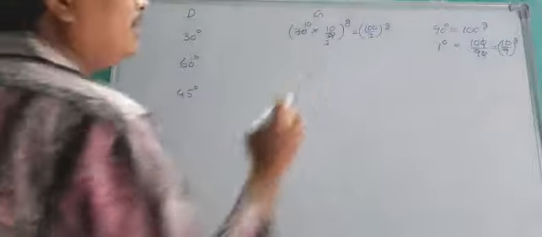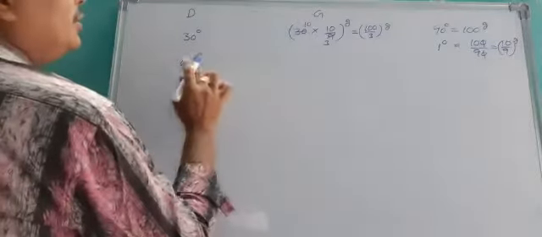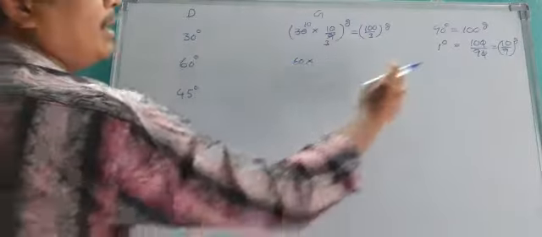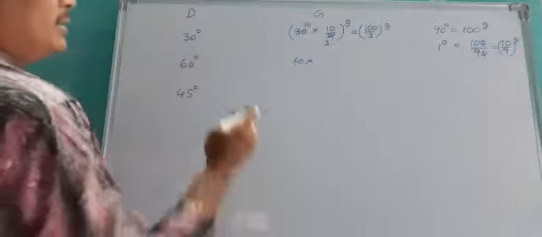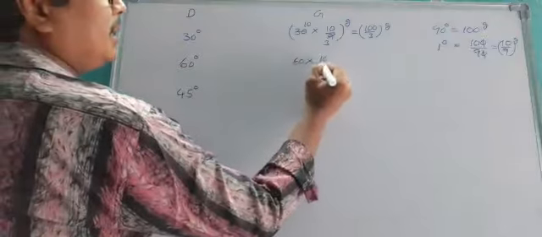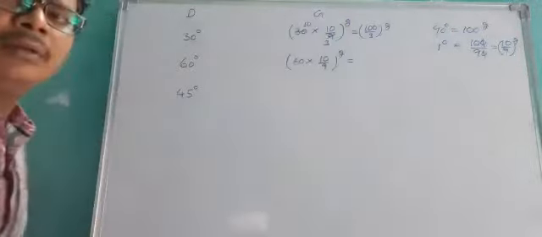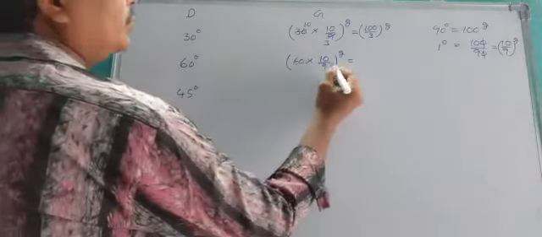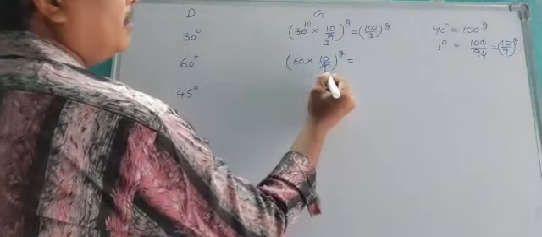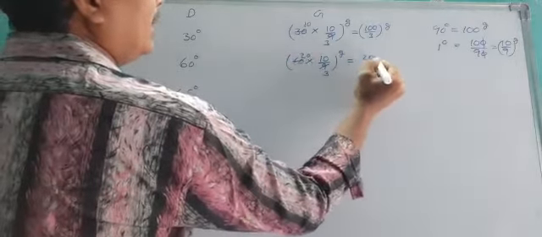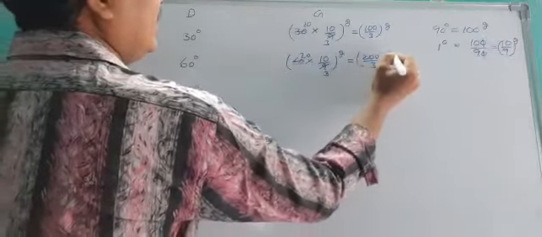Degrees converting into grades. Now 60 degrees. 1 degree equal to 10 by 9 grades. 60 degrees equal 60 into 10 by 9 grades. They are divisible by 3, 3 20s are 60. So that means 200 by 3 grades.